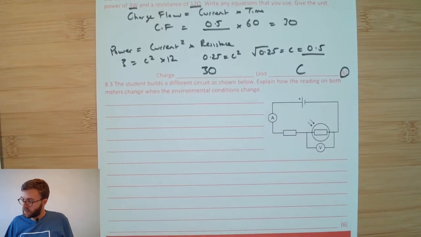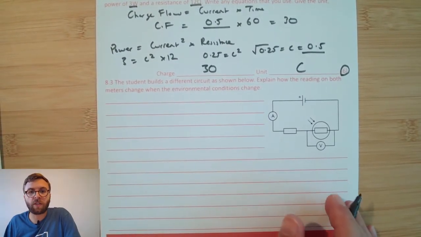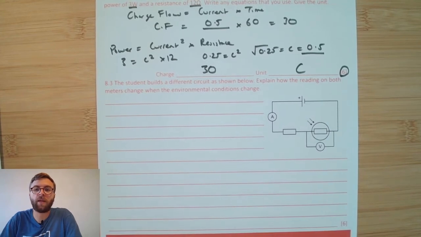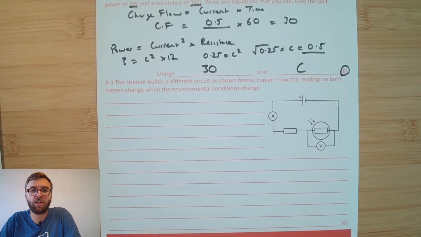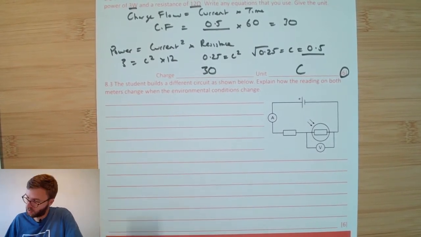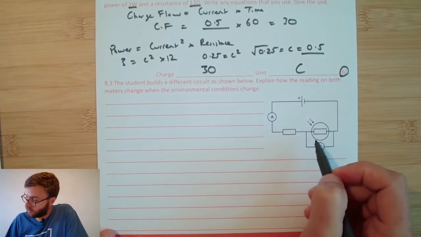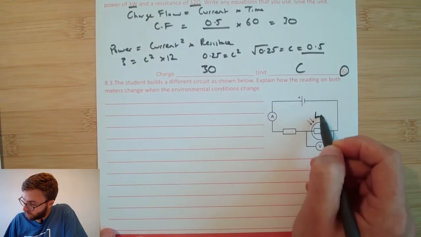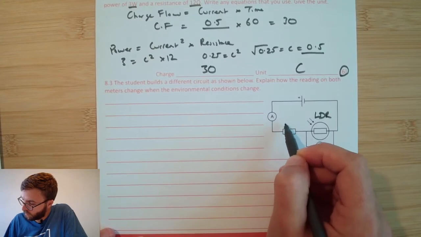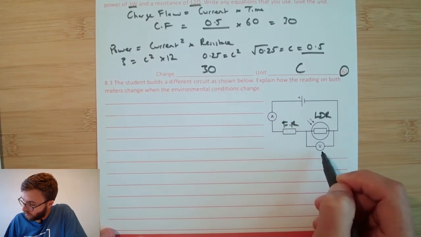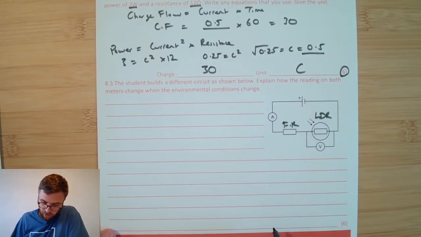Okay, we've got a big 6 marker again. The student builds a different circuit as shown below. Explain how the readings on both meters change when the environmental conditions change. So let's have a look at what we've got. So here we've got an LDR. We've also got a fixed resistor over here, a voltmeter, ammeter, and our cell.